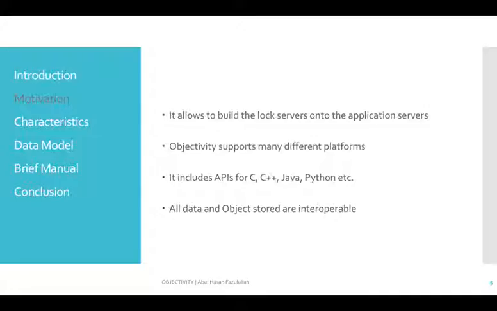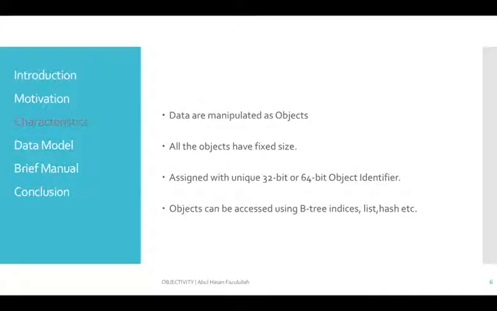This Objectivity database supports various different platforms, which include Linux, Unix, Mac OS, Windows, everything, both 32-bit and 64-bit. It includes APIs for C, C++, Java, Python, etc. All the data in this database is stored in the form of objects and are interoperable. You can access it from any different platforms.